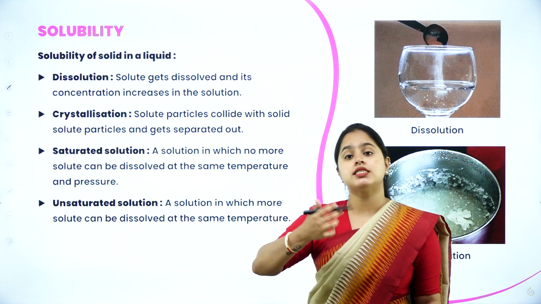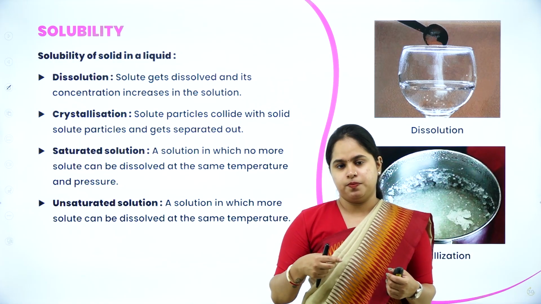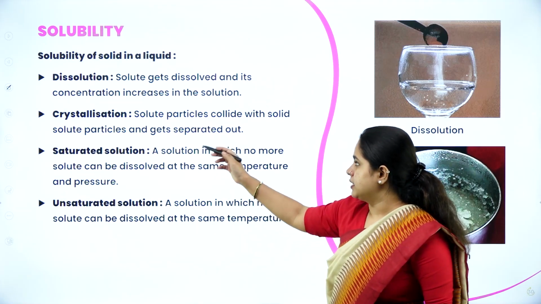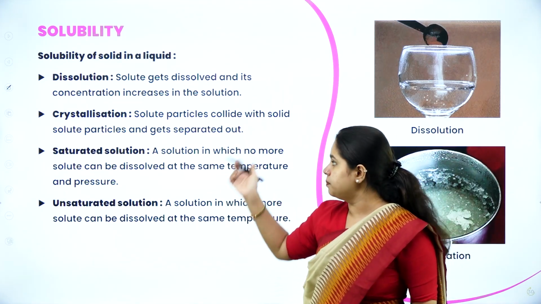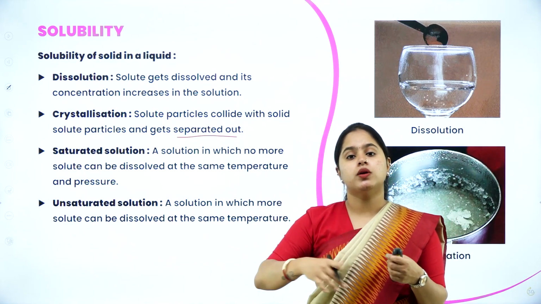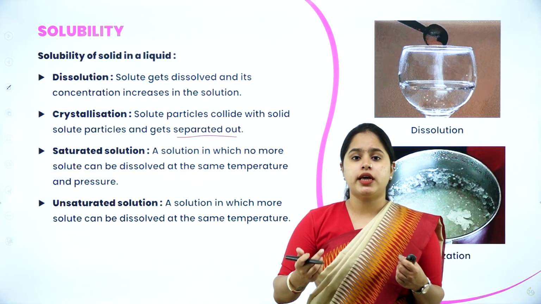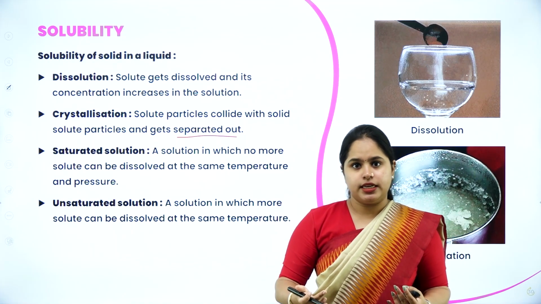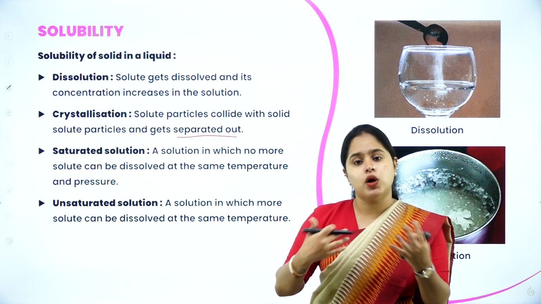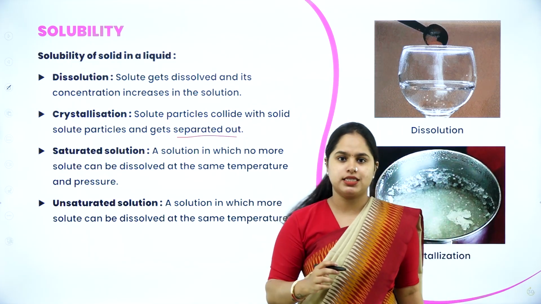Now the next one is crystallization. What I am trying to do is, I keep on adding sugar into it. After a while I add excess of sugar to it. The solute particles collide with the solid solute particles and get separated out. What happens now? It stops dissolving in the solution, in the water. It stops dissolving and it crystallizes. You will be able to see that the sugar is not getting dissolved again. It is colliding with each other and it is separating out as crystals. So that process is called crystallization.